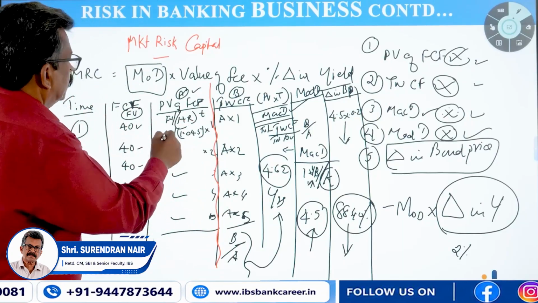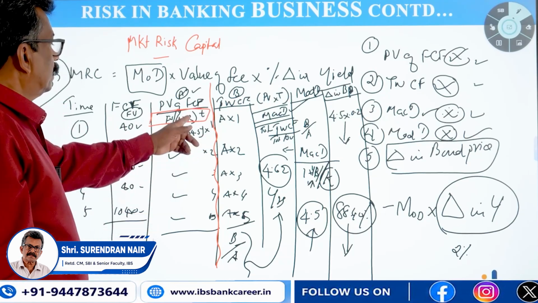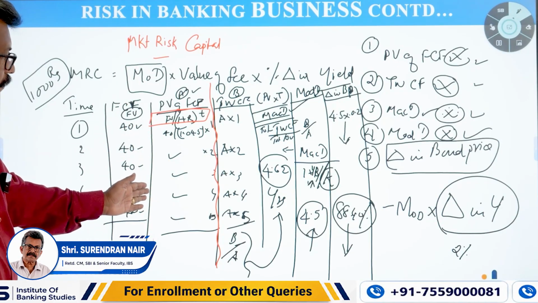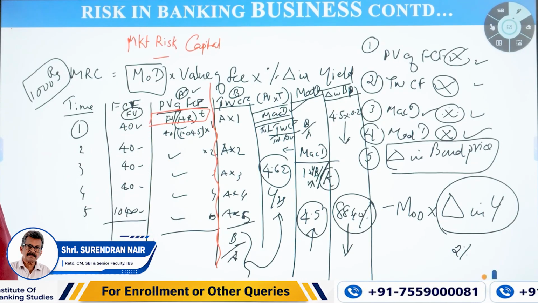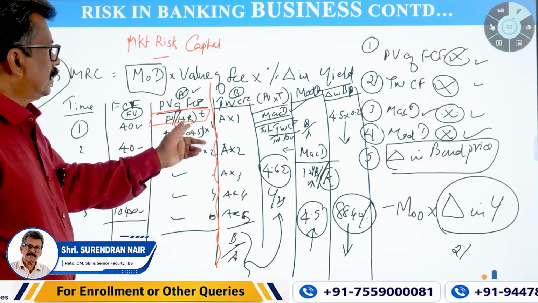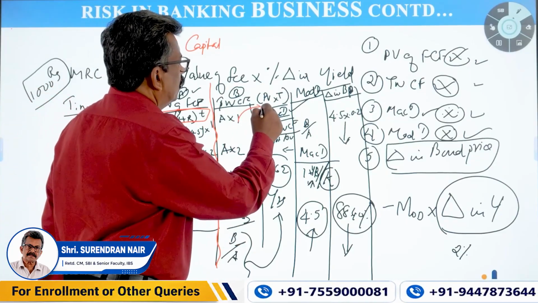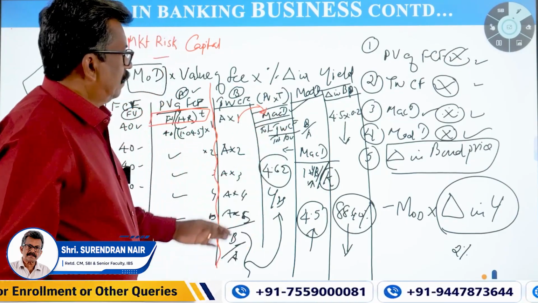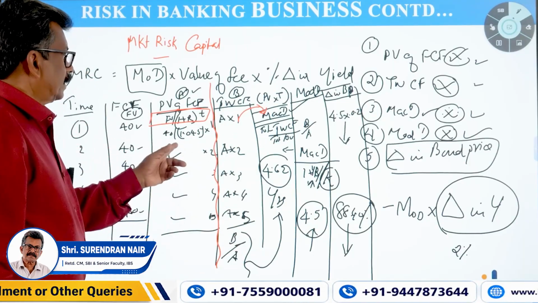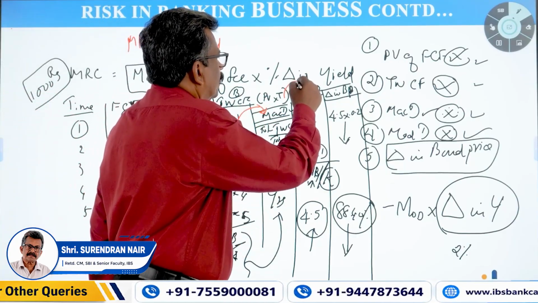So you will use this formula, PV is equal to cash flow divided by (1 plus R) to the power T. Apply the cash discounting method formula and find out the present value. Sometimes they will ask you for the time weighted cash flow, present value into time period. Sometimes they will move forward to find the MAC duration: total time weighted cash flow divided by total PV. These two steps. Again they may move to modified duration.